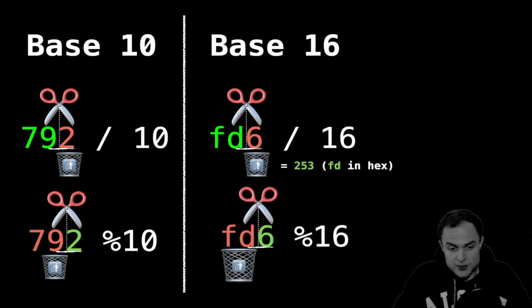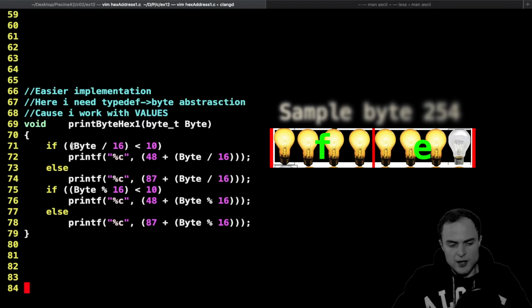Of course, this trick holds only because we have 2 values in hexadecimal, right? If we had 3 values, this mathematical trick wouldn't work anymore. For example, if we have 792 in decimal divided by 10, we get 79 and not 7. The modulo still works because we get the last value. You get the point? In base 16, if we have the value FD6 divided by 16, I get 253, which is FD in hexadecimal. But this won't work. So I hope you get the point here.